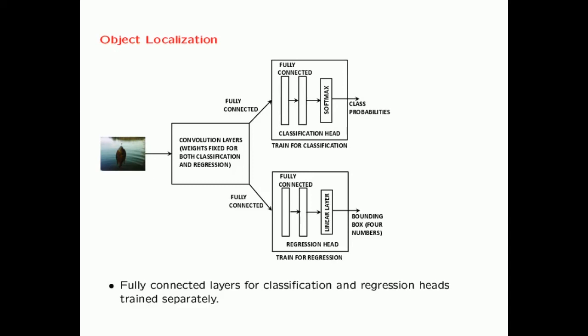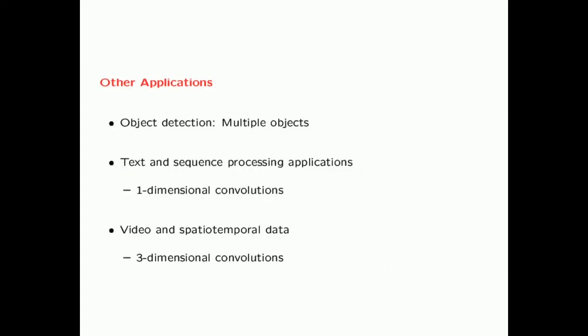So you have 2 options. Either you can train the classification head and the regression head separately, or you can even train them together with your training images. In fact, it's better to train them together. And this has been used for other applications. So for example, in object detection, you might have multiple objects rather than a single object.